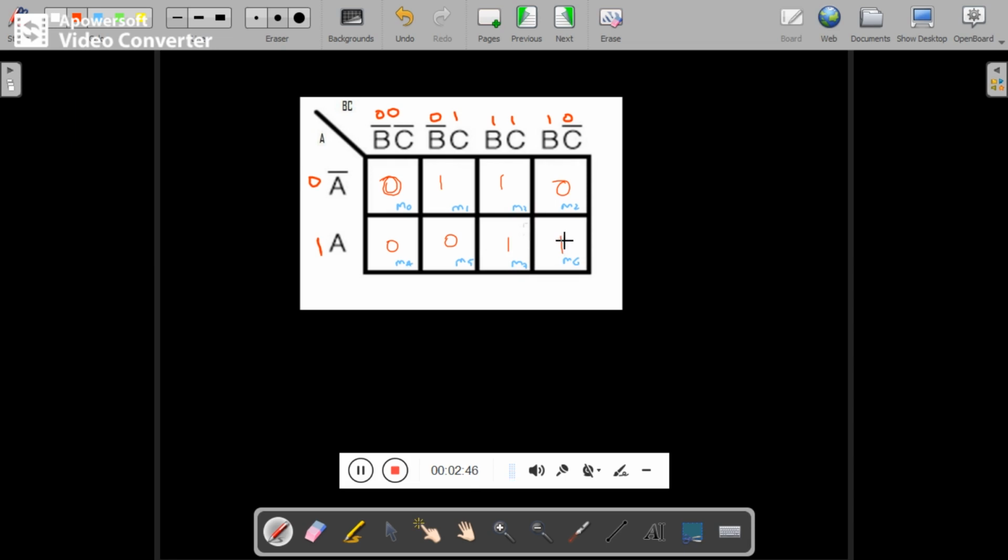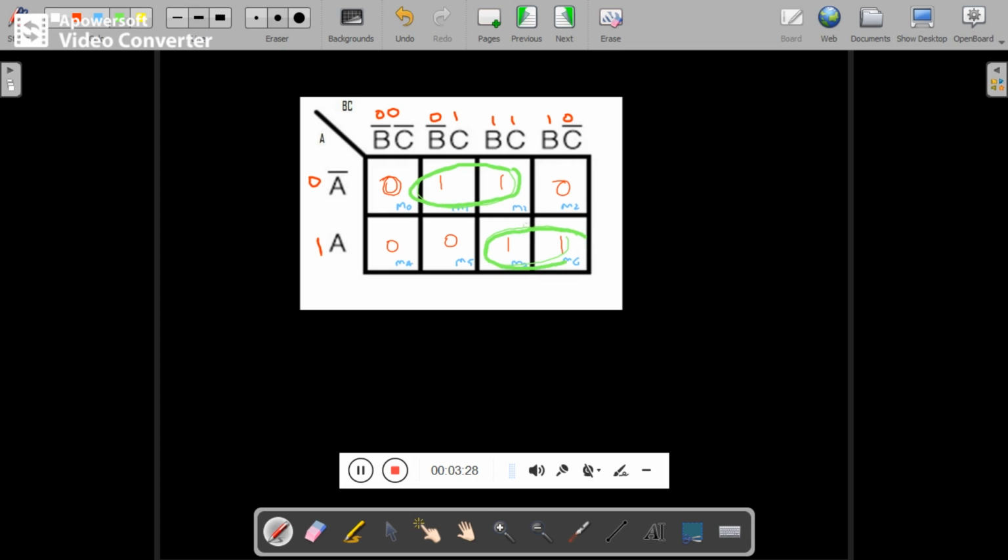So now how can you do the grouping here? Can you do the 4 ones or quad grouping here? No, that is not possible because all these ones are not adjacent properly. So here you can see you can make the grouping of 2 ones, and here you can make the group of 2 more ones. So one grouping is this one. Second one is this one.